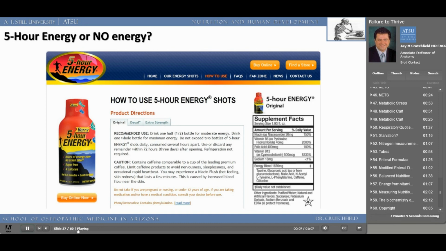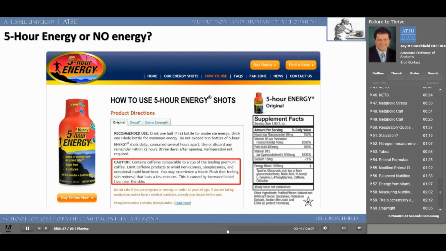But if you see what's actually in it, we have niacin, vitamin B6, folic acid, vitamin B12, sodium, and of course, caffeine. But what we need to know is, is there actually any energy in this drink? The answer, of course, is no. There's nothing here that provides useful energy, because our energy needs to come from either protein, fats, or carbohydrates. So these cost about $1 a bottle, which I think you'd be better saving your money.